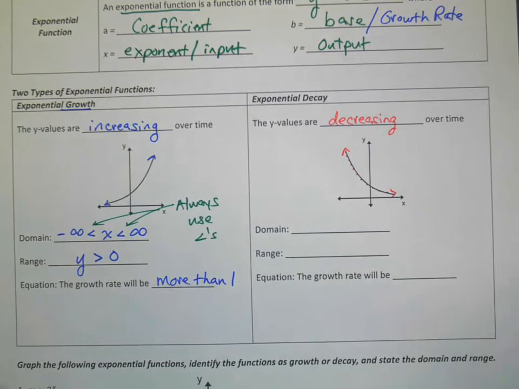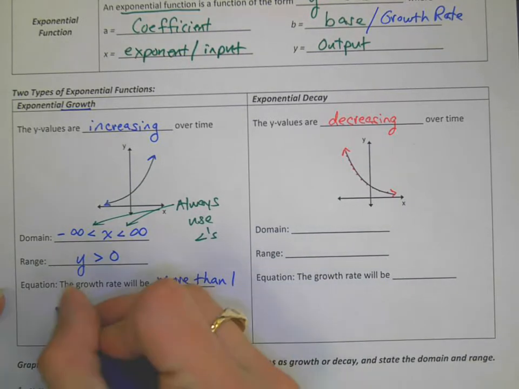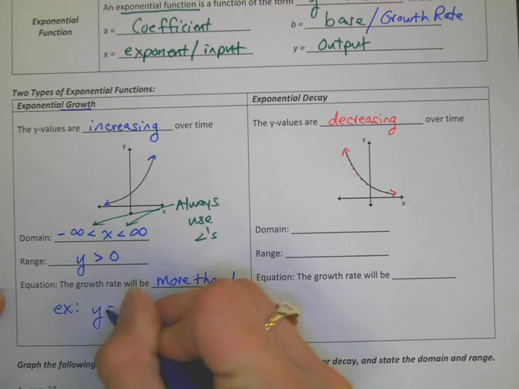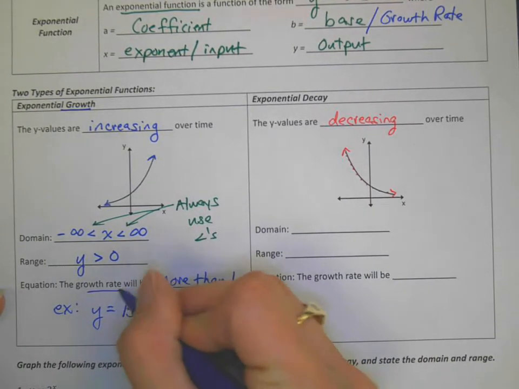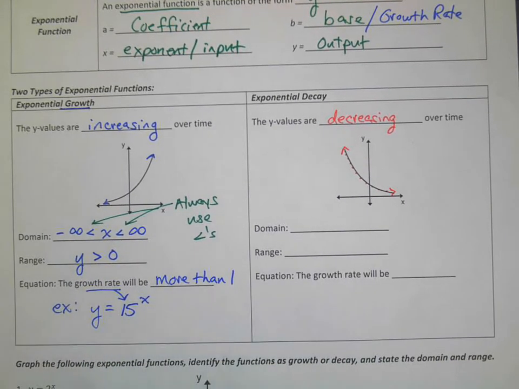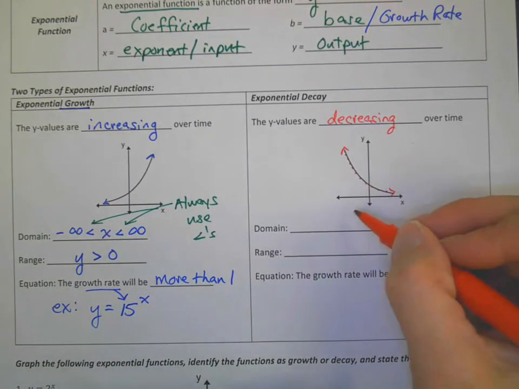The growth rate for this is going to be more than 1. If I keep multiplying by 1, my money's not going to grow. For example, y equals 15 to the x power. That number is a growth rate. Now what does decay look like?